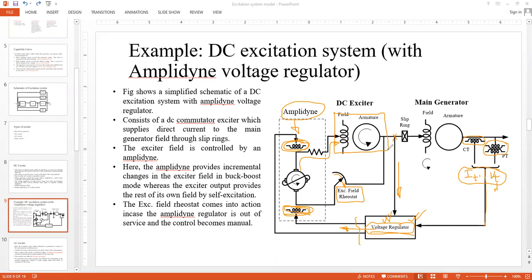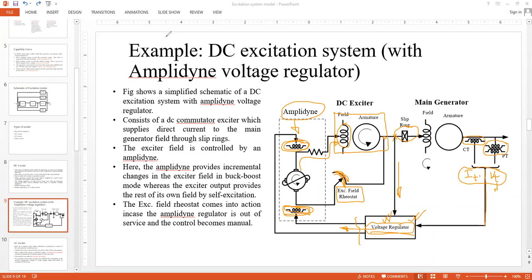Accordingly there will be a variation in the field flux if you change the field resistance of this path that is taken from the terminal of the exciter. And the slip ring is there just to help you pass the signal from this part to that part.